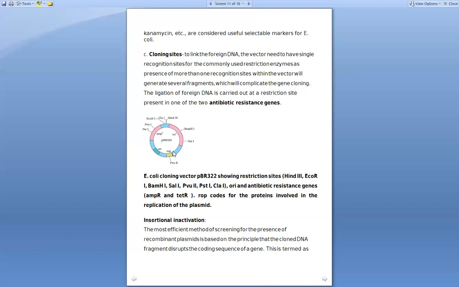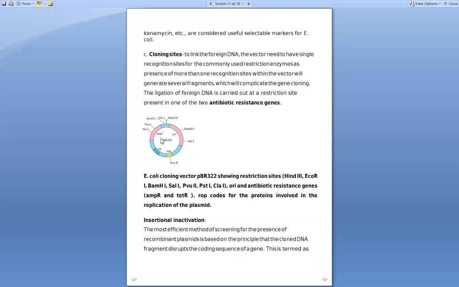And this cloning vector shows restriction sites. Starting with HindIII, then EcoRI, then BamHI, then SalI, PvuII, then PstI, then PvuI, and ClaI. So these are the restriction sites present in the E. coli cloning vector pBR322. It also contains a region known as ori. See where I am showing the cursor. This is the region that is the origin of replication.